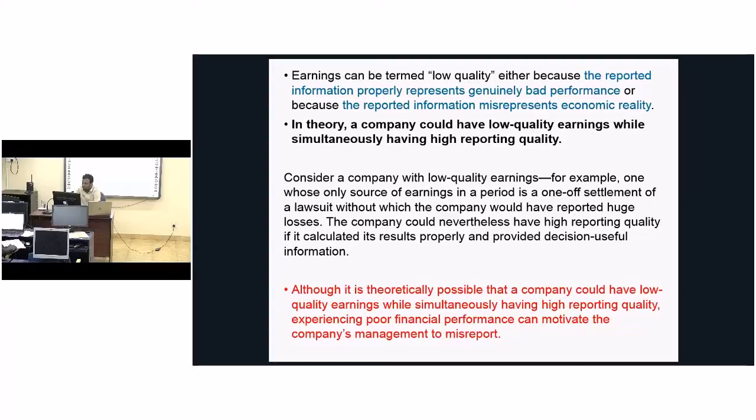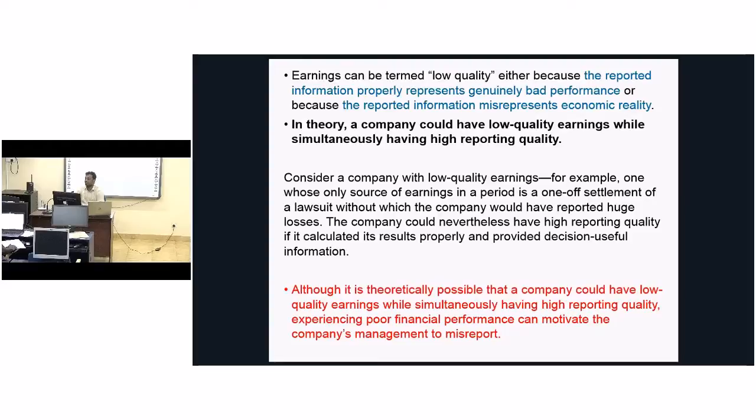The last bullet there: although it is theoretically possible that a company could have low quality earnings while simultaneously having high reporting quality, that's what I said. High reporting quality, but there may be low earnings quality. It means they have bad performance, their cash flows are bad, but they report it as it is. It means even though they have low earnings quality, they have high reporting quality.